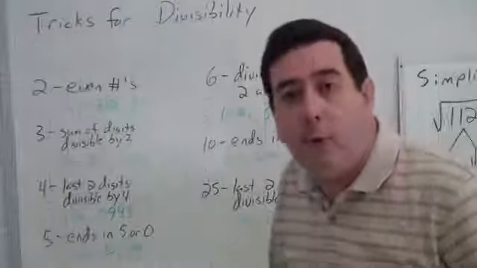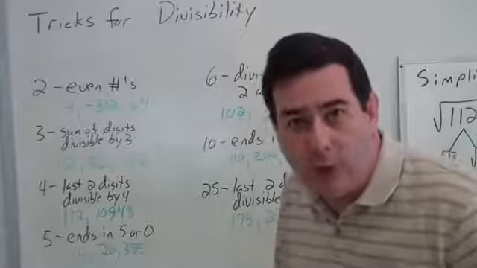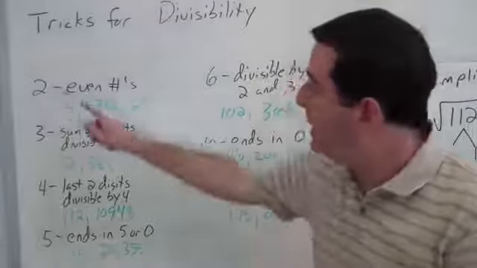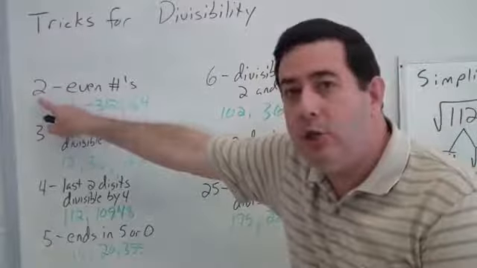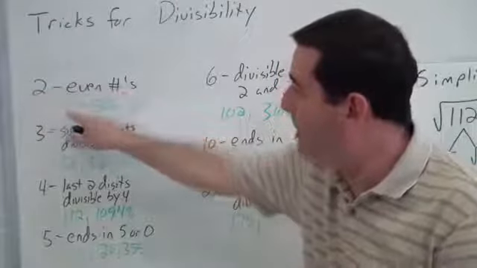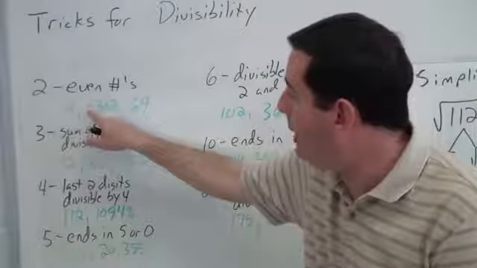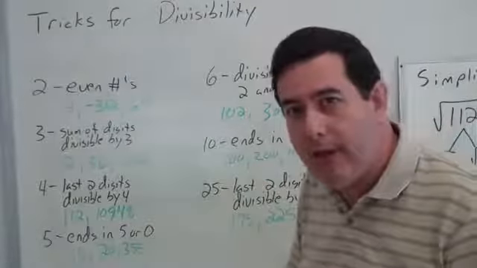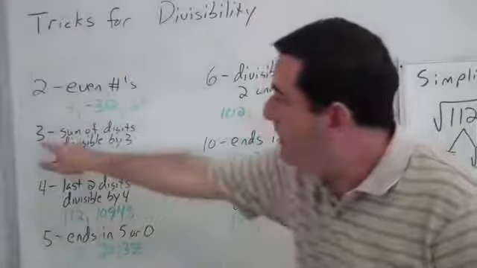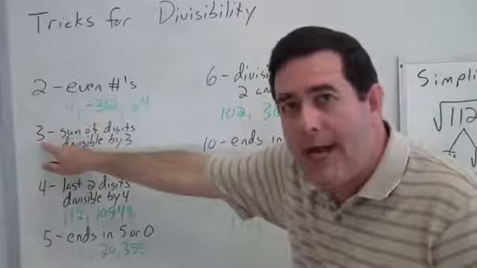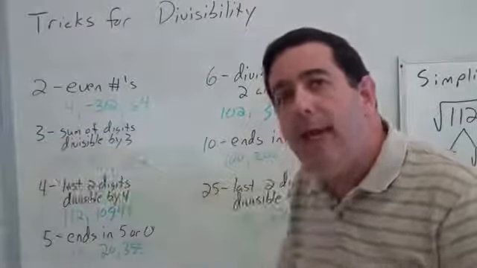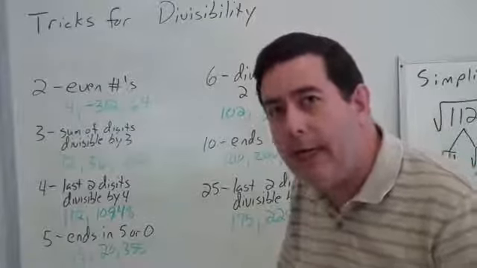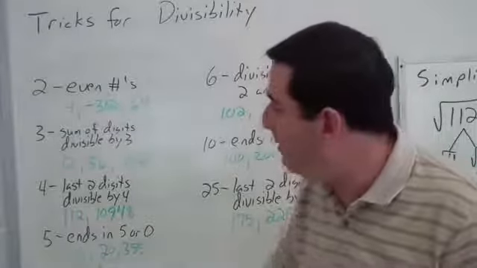Here are some tricks from arithmetic that you may find useful in breaking down radicals. If something can be divided by 2, it's got to be an even number, something like 4 or negative 312 or 64. Even numbers can be divided by 2. To know if something can be divided by 3 or not, add up the digits. If the sum of the digits is divisible by 3, then the original number is divisible by 3.